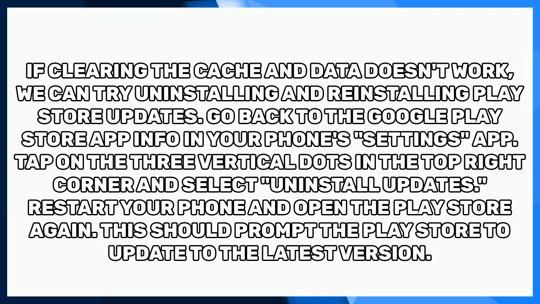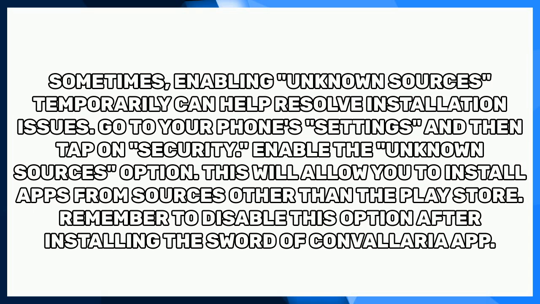Sometimes enabling unknown sources temporarily can help resolve installation issues. Go to your phone's settings and then tap on Security. Enable the unknown sources option. This will allow you to install apps from sources other than the Play Store. Remember to disable this option after installing the Sword of Convallaria app.